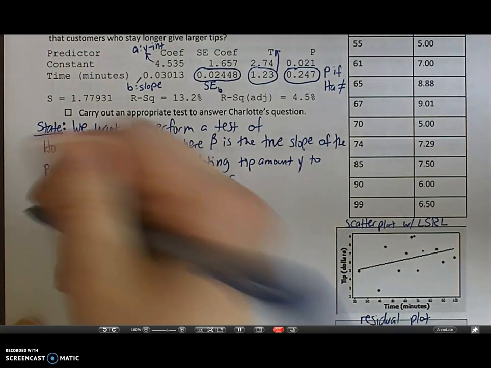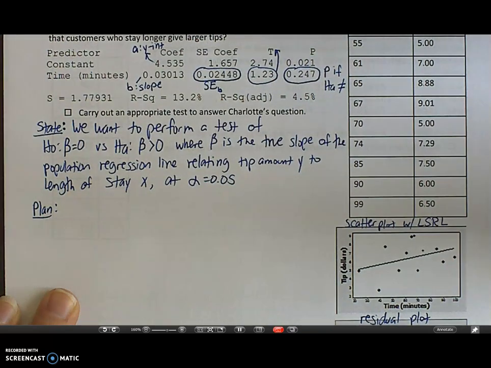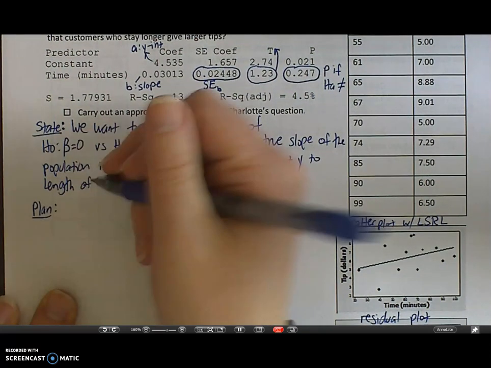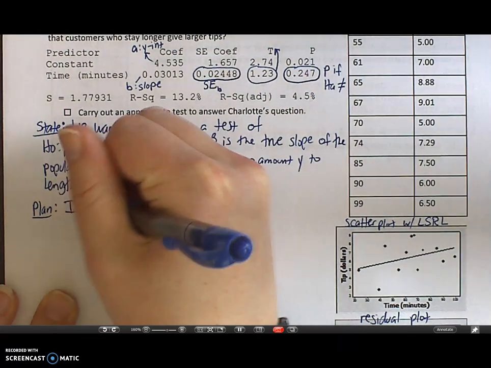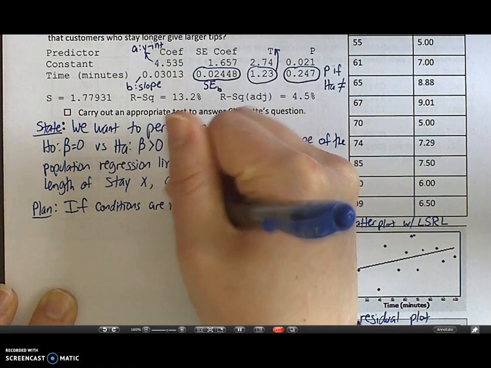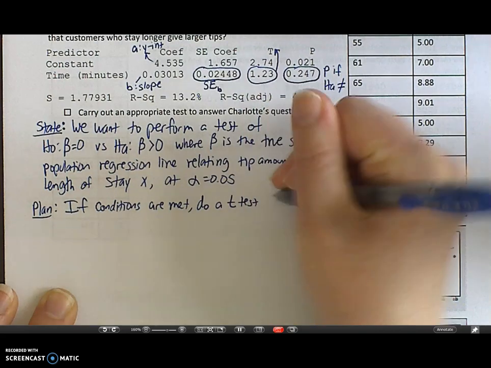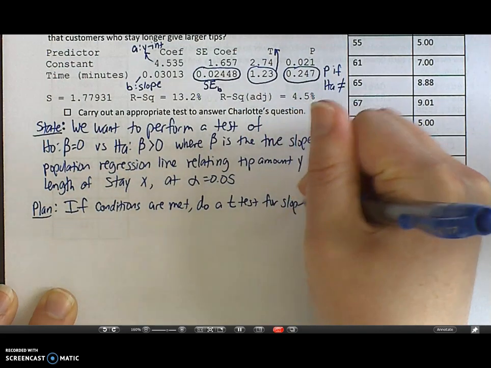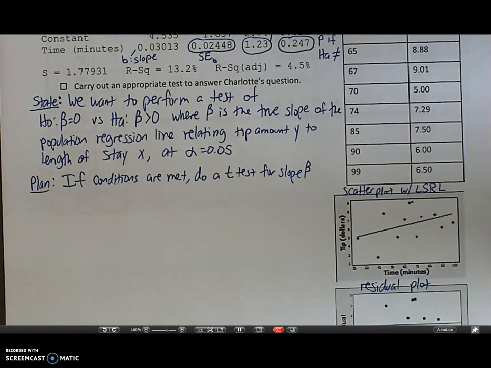Now we move into the plan. Let's come up with our plan. If our conditions are met, we need to do, all right, now what's the name of this thing? Well, this is going to be called a t-test for slope. Okay. So if our conditions are met, do a t-test for our slope beta. And now we get the joy of going through all of our conditions, all 5 conditions for LINER.